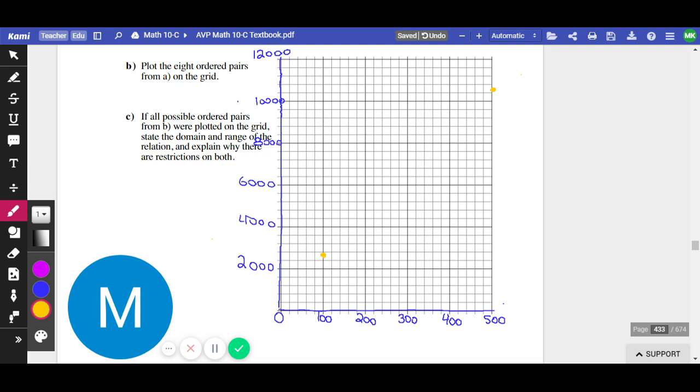Realistically, if we were doing this, you should probably do a few more points. You should probably figure out where 200 is, where 300 is, where 400 is, so that you have more points to connect on the line. We're just, for the sake of time, only going to do the 2 points.